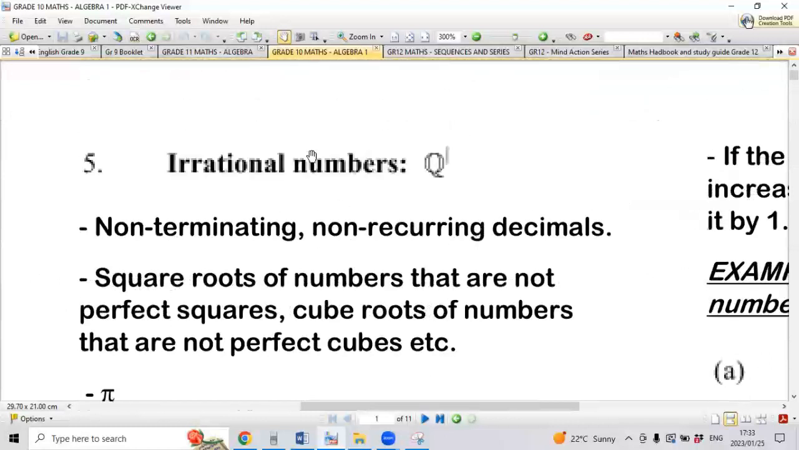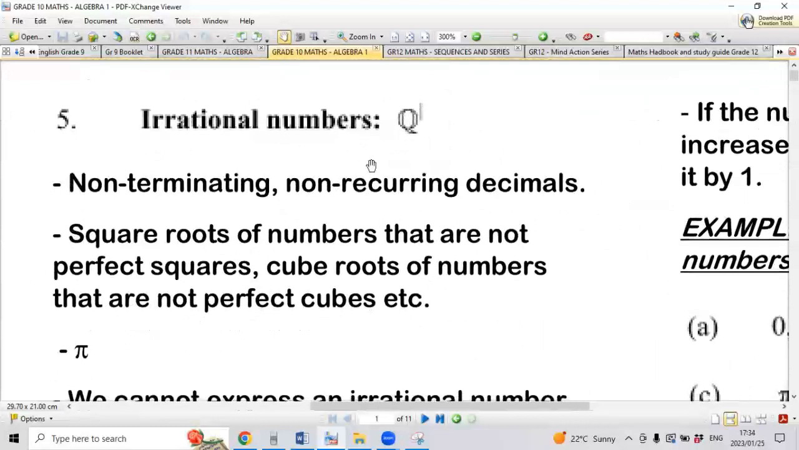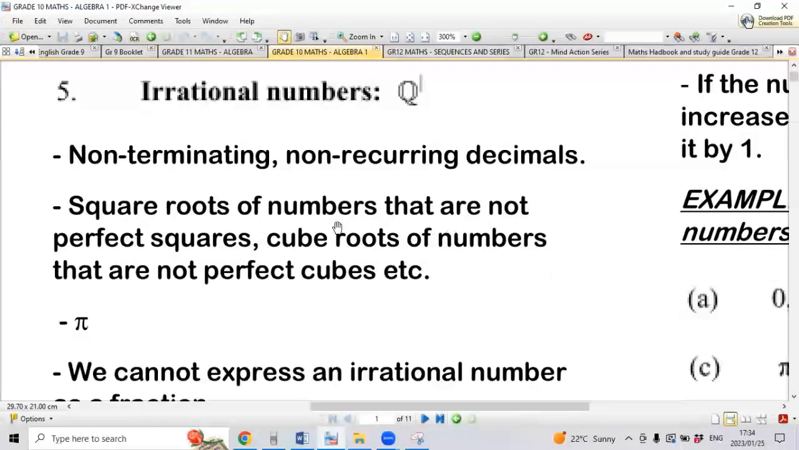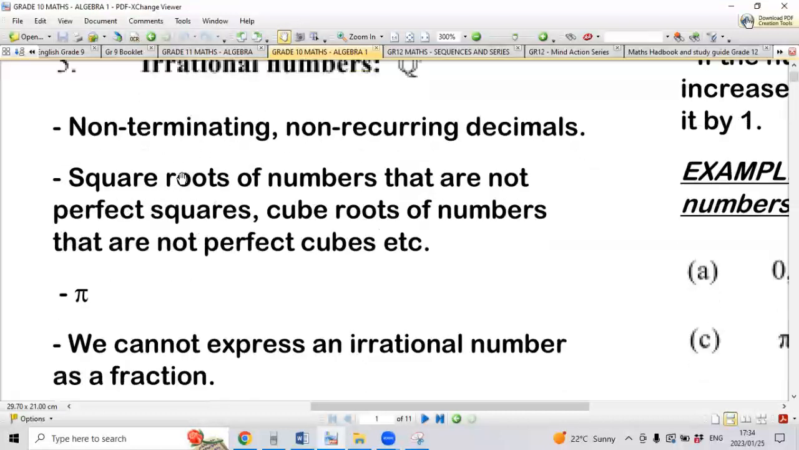What is an irrational number? As I said, you will have all of these notes. I sent it to you already, and if you send me your email address on WhatsApp, then I will email it to you. An irrational number is a non-terminating or non-recurring decimal. What is a non-terminating decimal? It means that it does not stop. Non-recurring means it doesn't have a dot on top of the number. Non-terminating means that after the decimal you would have a dot, dot, dot at the end.